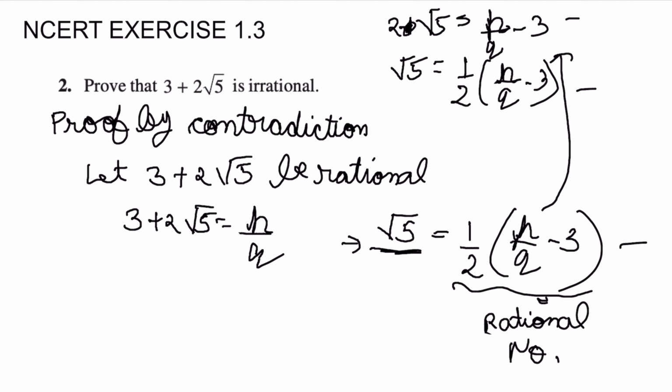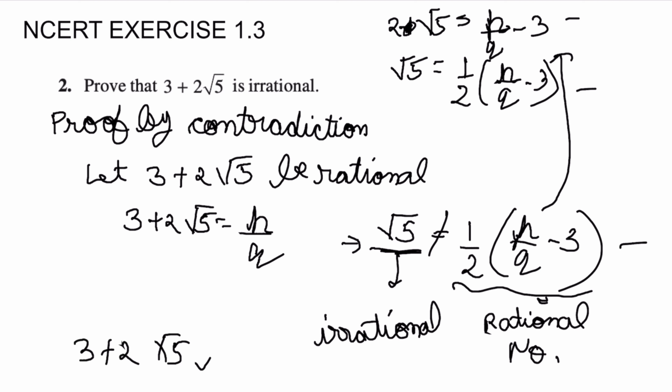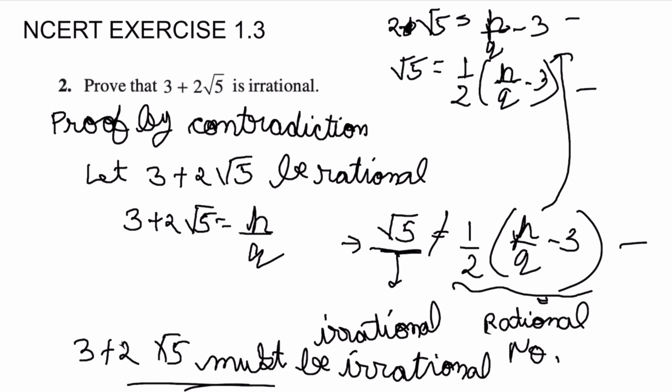And once we do that, what we can say is that if root 5 is irrational and 1 by 2 p by q minus 3 is rational, therefore root 5 cannot be equal to 1 by 2 p by q minus 3. Therefore 3 plus 2 root 5 must be irrational. Got it? Great. Now let's move on to the next question.